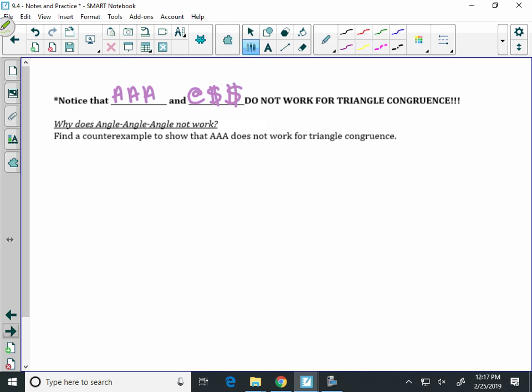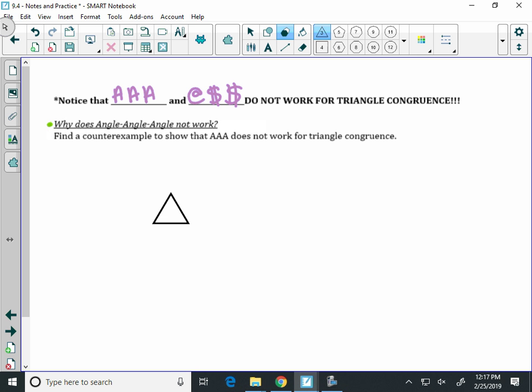Let's think about why though. Some of you might be like, well, why doesn't angle, angle, angle work if all three angles are the same? Can anyone give an example of why that wouldn't work? All the corresponding angles are the same, but they're still not the same triangles. Yeah, very good. They could be different sizes. I like how you used dilation there.